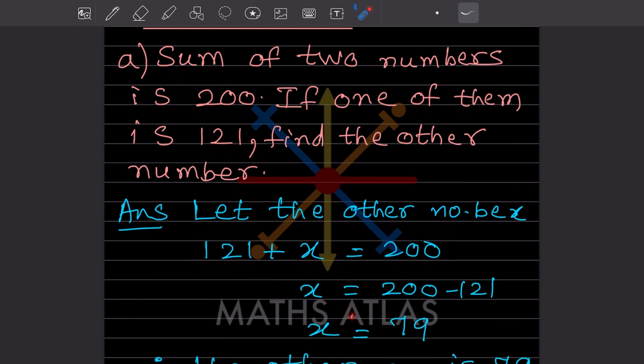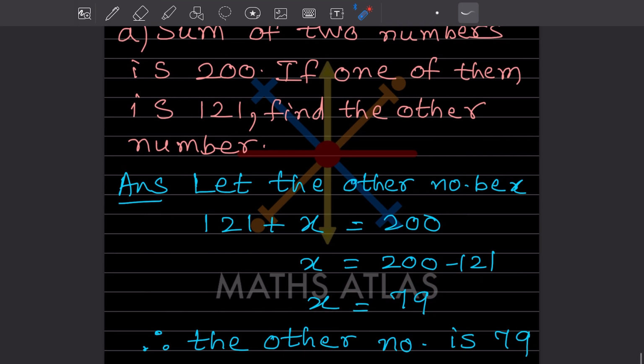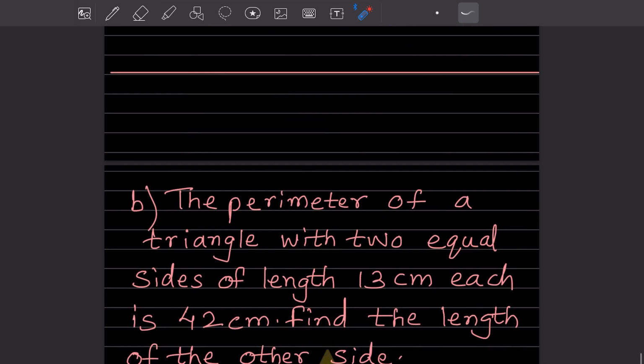So x is what? 200 is as it is, and if 121 goes to the other side, it is going to be minus 121. So x is going to be 79. So the other number is 79.